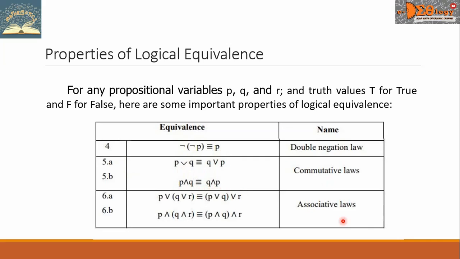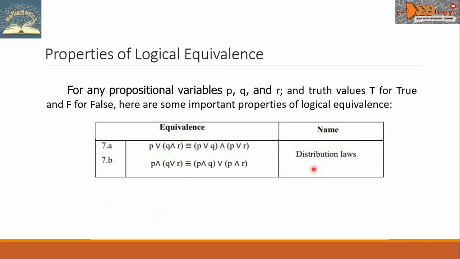Number 6, associative laws. We have two parts also. 6a, P or the compound proposition Q or R is logically equivalent to the compound proposition P or Q or R. 6b, P and the compound proposition Q and R is logically equivalent to the compound proposition P and Q and R.